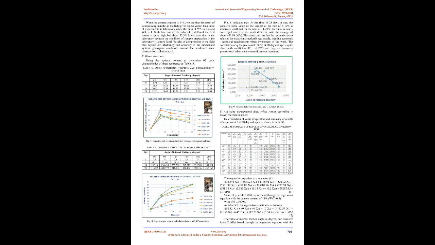When the cement content is 14%, we see that the result of compressing samples in the field gives higher values than those of experiments in laboratory when the ratio of W/C equals 1.4 and W/C equals 1. With this content, the value of CHU, kPa, of the field results is quite high, but about 35.5% lower than that in the laboratory because the condition of sample preparation in the laboratory is almost ideal. Results of compression in the field also depend on modernity and accuracy of the mechanical system, geological conditions around the reinforced area, construction techniques, etc.